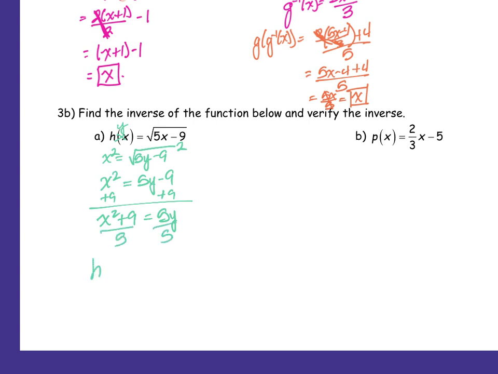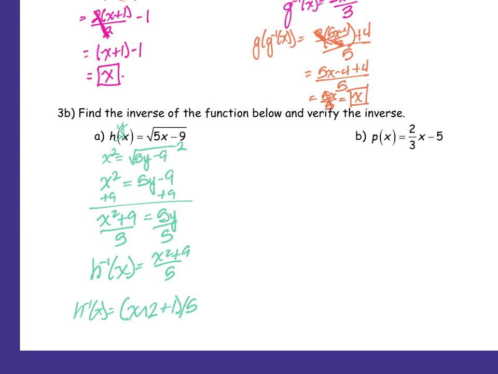So this is h inverse of x is going to equal (x squared plus 9) divided by 5. If I was going to type this into the computer, I would type it this way: h inverse of x equals parenthesis x, then the caret key, squared, plus 9 parenthesis, divided by 5. Okay? So that's how I would type it into the computer.